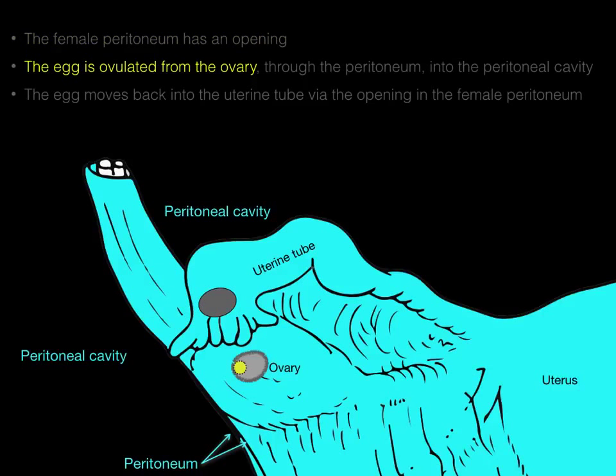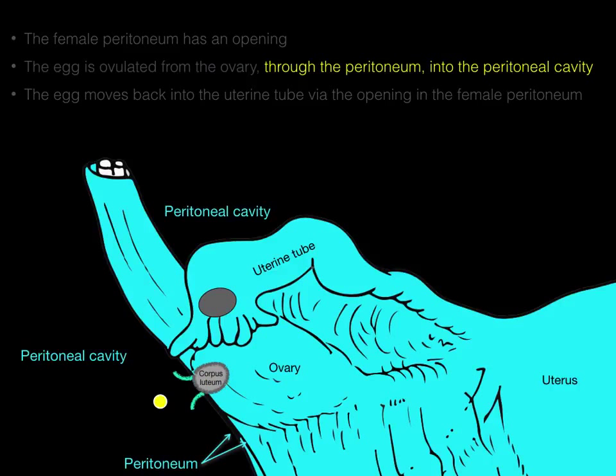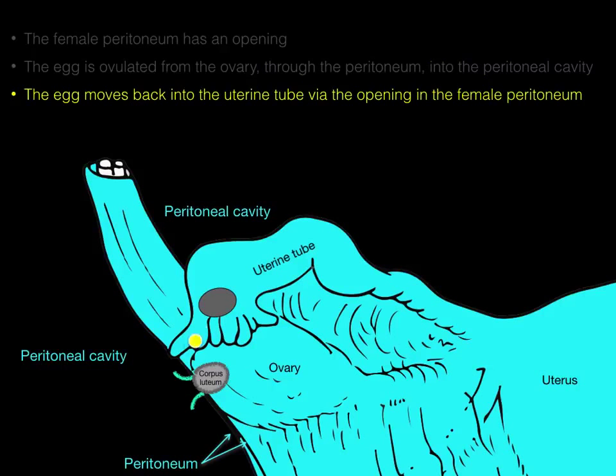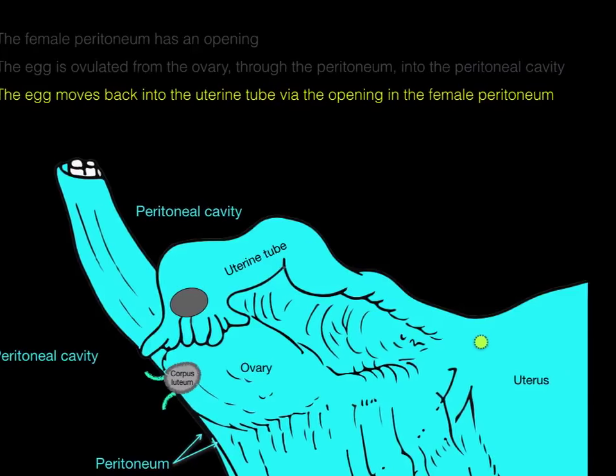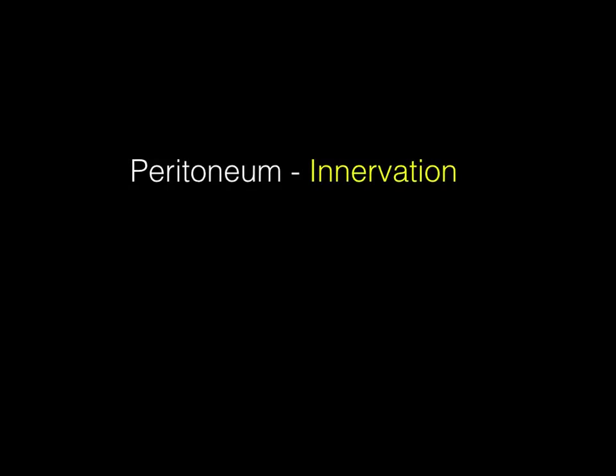When the egg is ovulated from the ovary, it's going to burst through the peritoneum into the peritoneal cavity, like that. So now the egg is in the peritoneal cavity, and that egg needs to get into the uterine tube to go into the endometrium of the uterus. And so what happens is the egg moves back into the uterine tube via the opening in this female peritoneum, and now it's in the lumen and is able to go to the endometrium of the uterus. Now, what is the innervation of the peritoneum?